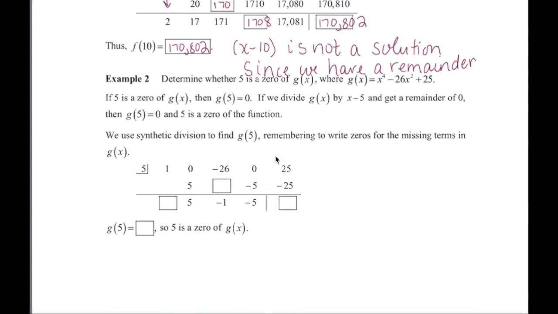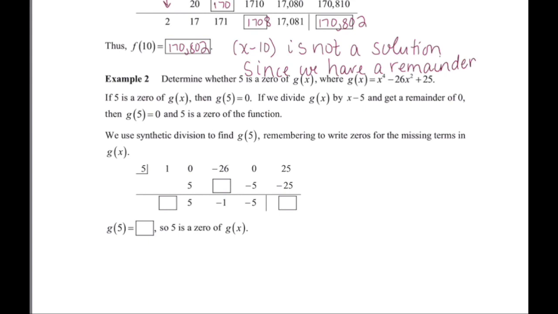Let's determine whether 5 is a 0 of our g of x function, which is x to the 4th minus 26x squared plus 25. So if 5 is a 0 of our function, then when we plug in g of 5, our y value would have to be 0, because again, we're looking for where our graph is crossing the x-axis. And x minus 5 would be a factor, and we would have a remainder of 0. Therefore, 5 would be a 0 of the function.